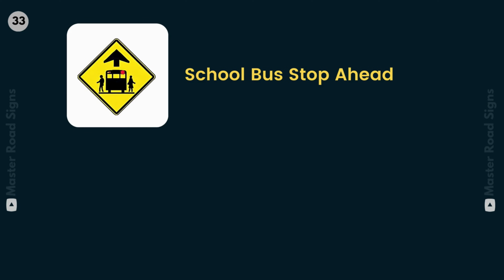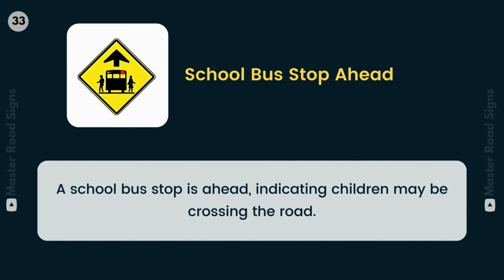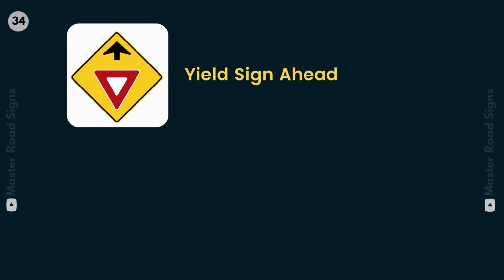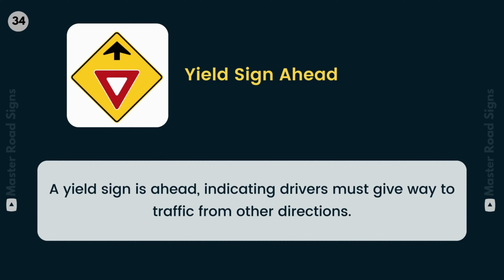School bus stop ahead sign. A school bus stop is ahead, indicating children may be crossing the road. Yield sign ahead. A yield sign is ahead, indicating drivers must give way to traffic from other directions.